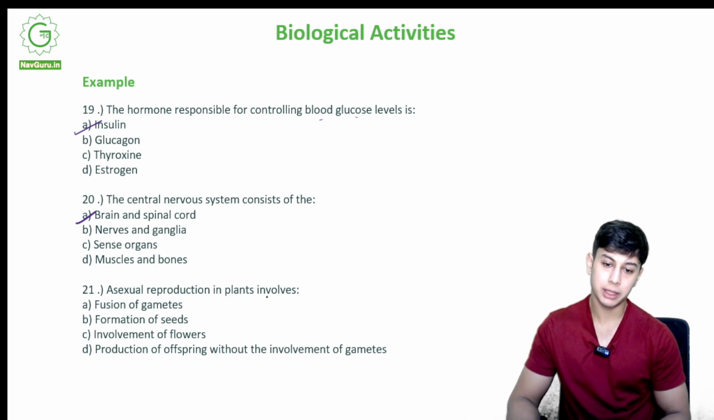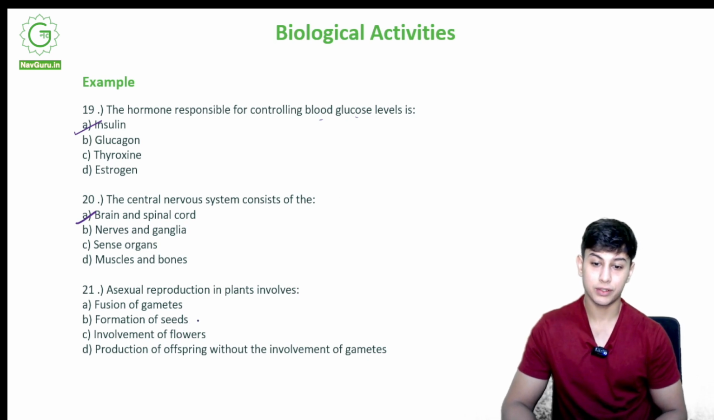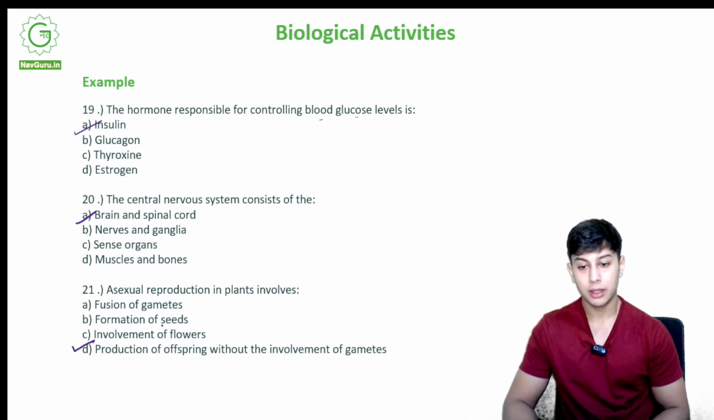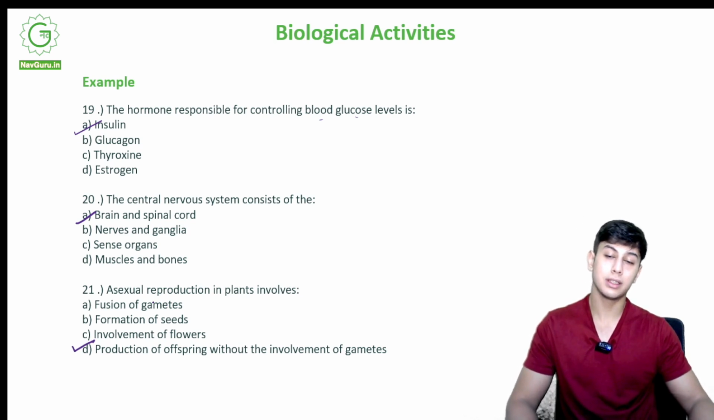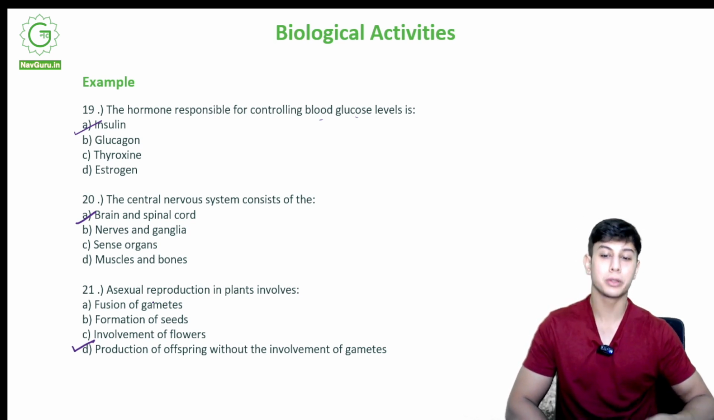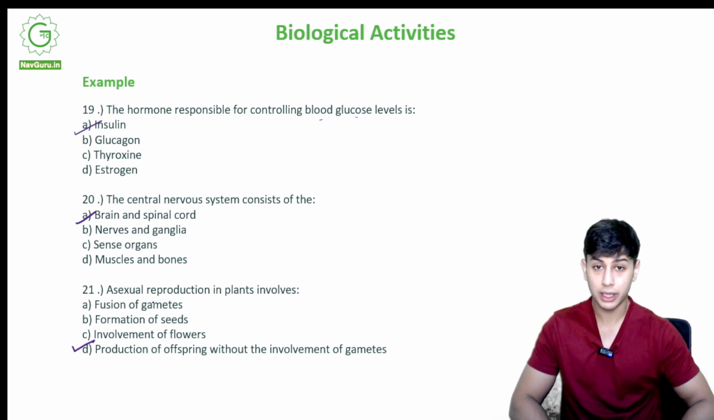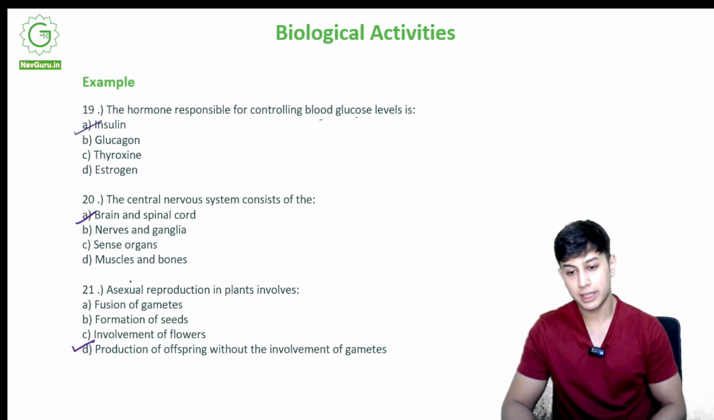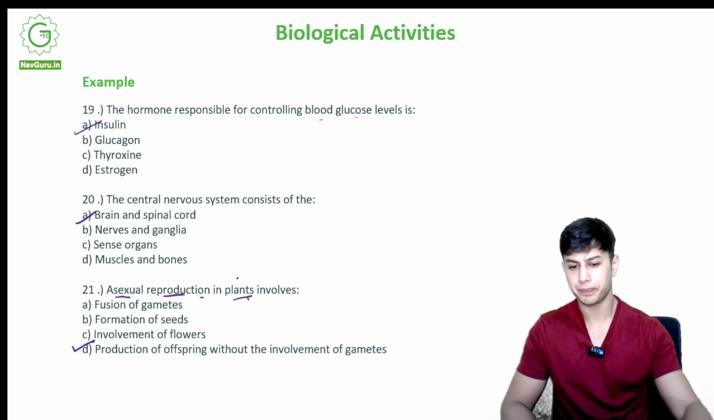Asexual reproduction in plants involves fusion of gametes, formation of seeds, involvement of flowers, production of offspring without the involvement of gametes. Correct option is D. During asexual reproduction, only one organism reproduces into one or more organisms. Alright, so it does not involve the gametes, the male and female. It does not involve that. Alright, that is asexual reproduction in plants.